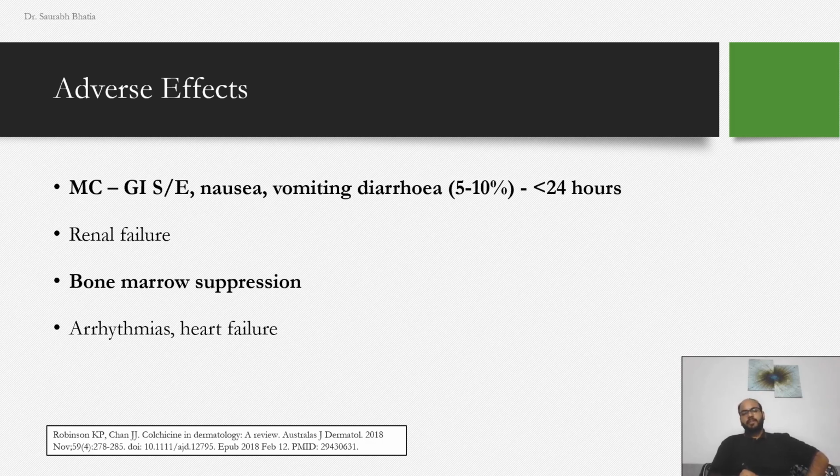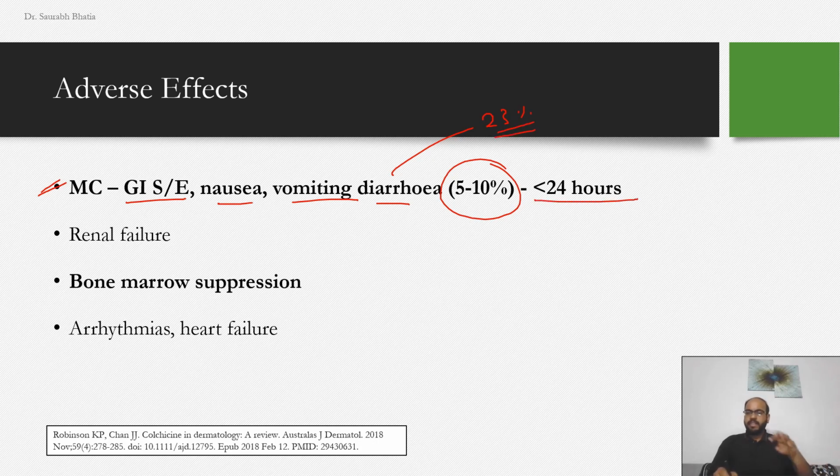Now, after discussing all of this, let's come to the adverse effects, and these are very important. If you know about the adverse effects, it makes you better suited to use that drug. When to use a drug is important. When not to use a drug is more important. So the most common side effect is GI side effects, including nausea, vomiting, diarrhea, happening in about 5 to 10%. Diarrhea can be as high as 23% in one article. And these are early occurring side effects, within the first day.